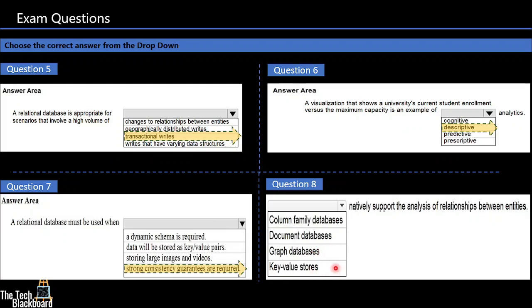Key value store. Now key value stores very specifically are used when you have to store the data in the form of a key and a value. So you have a key and then you give a value for it. The most known database for this key value pair that comes to my mind is MongoDB. So the correct answer for the eighth question is graph databases.